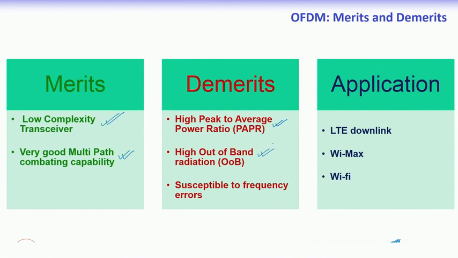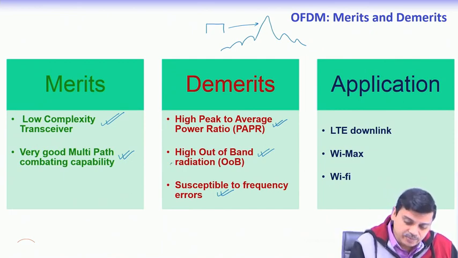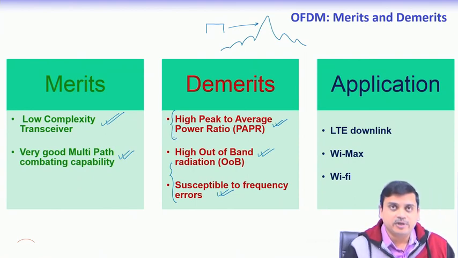Primarily what we have explained, not only in the previous slide but also in other previous discussions, is that a rectangular pulse results in a sinc spectrum, and a sinc spectrum does not die out very quickly. Susceptibility to frequency errors also we have explained, and we will again look at it in detail. These are some important factors which have led to the development of newer methods.